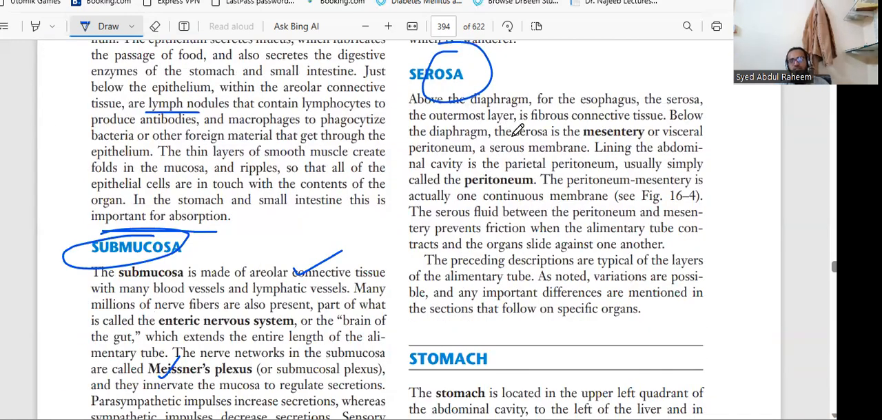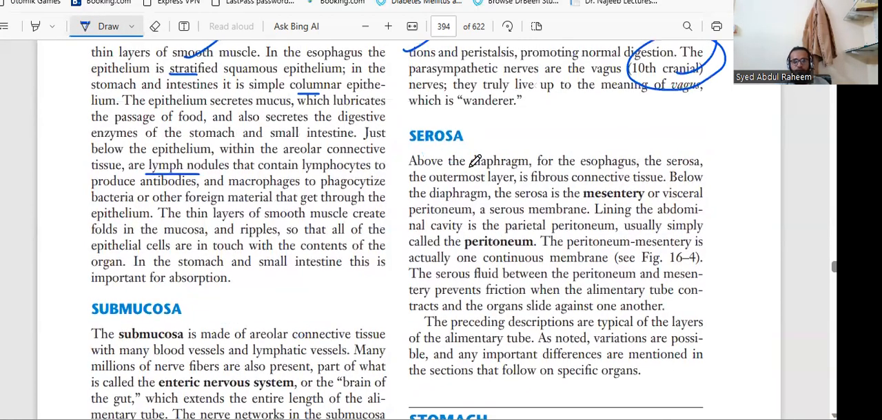Next we have the serosa, the last layer of the organs of the alimentary tube. Not all organs, only the stomach and esophagus, and we have the small intestine and large intestine. Above the diaphragm, the serosa of the esophagus is the outermost layer of fibrous connective tissue. Below the diaphragm, the serosa is the mesenteric or visceral peritoneum, a serous membrane lining the abdominal cavity, and the parietal peritoneum, usually simply called peritoneum. The peritoneum and mesentery are one continuous membrane. The serous fluid between them prevents friction when the alimentary tube contracts and the organs slide against one another.